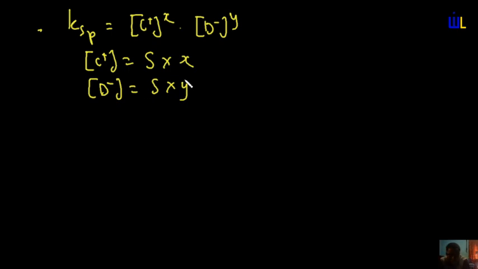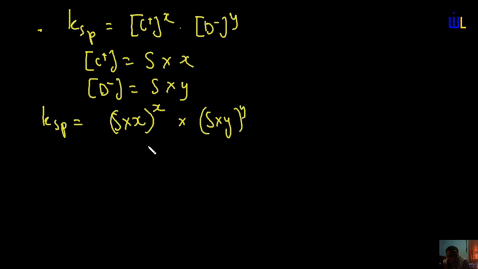As we found out, where S is the solubility of the salt, X is the number of moles of cation and Y is the number of moles of anion. So if we put it in this formula, Ksp equals S times X all raised to power X, and the dot product, which is times, will now have S times Y all raised to power Y. I'm just trying to generate a straightforward formula to solve this thing, which would make it easier for everybody.